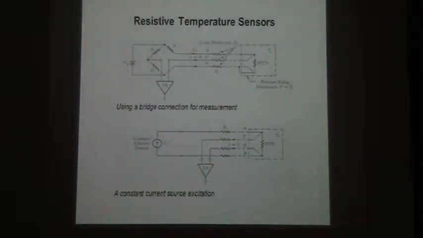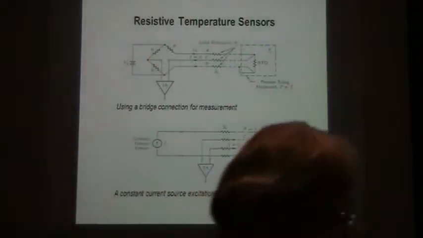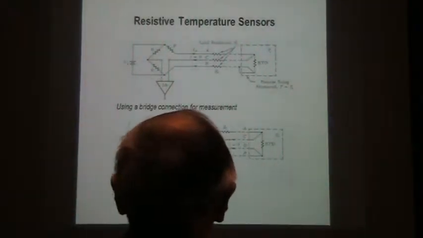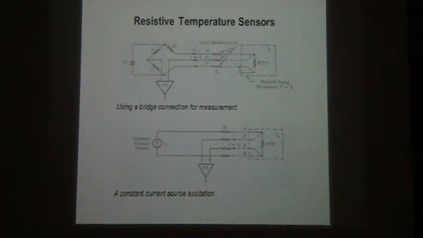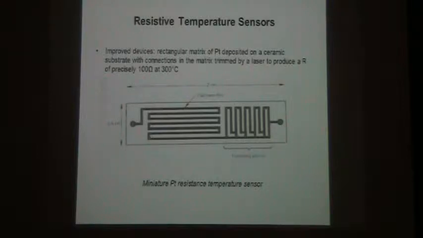Now, this type of sensor operates in a Wheatstone bridge in order to get a voltage output signal. And if the connection wire resistance is a problem, we use constant current source excitation. We can partly compensate the influence of connection wire resistance.